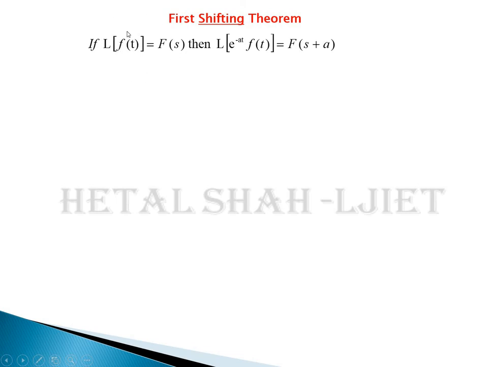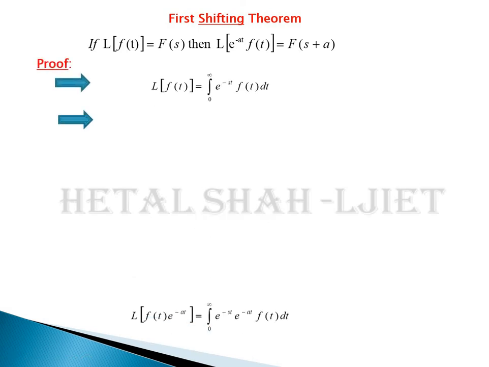But if with the function of t there is any exponential term, it may be negative, it may be positive. If it is a negative exponential term, then the answer becomes F of s plus a. If it is a positive exponential term, then the answer becomes F of s minus a. So let's start with the definitions. Now Laplace of function of t e raised to minus at.